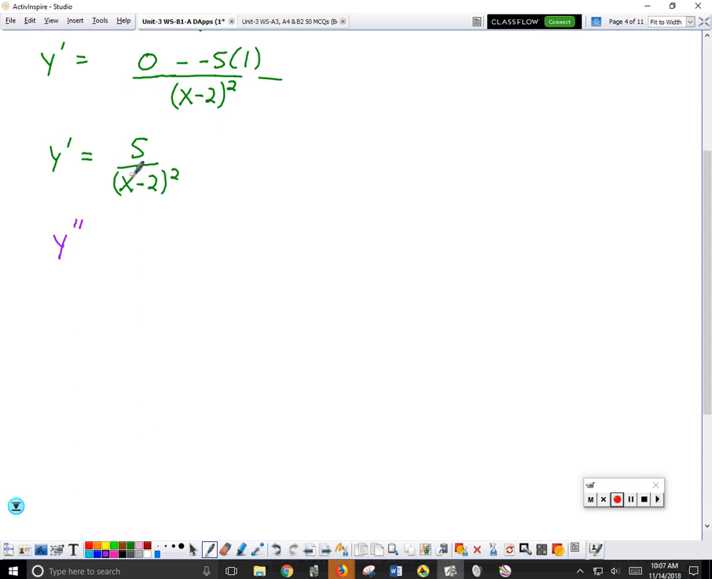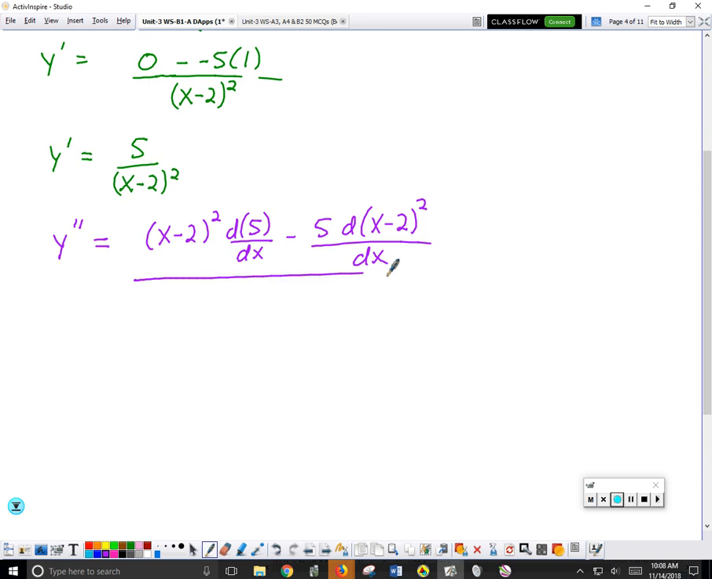Okay, y double prime is going to be the bottom multiplied by the derivative of the top, subtract the top multiplied by the derivative of the bottom. Now we get the double squaring. Sorry for the early mistake. That parentheses is sad. That one's better.